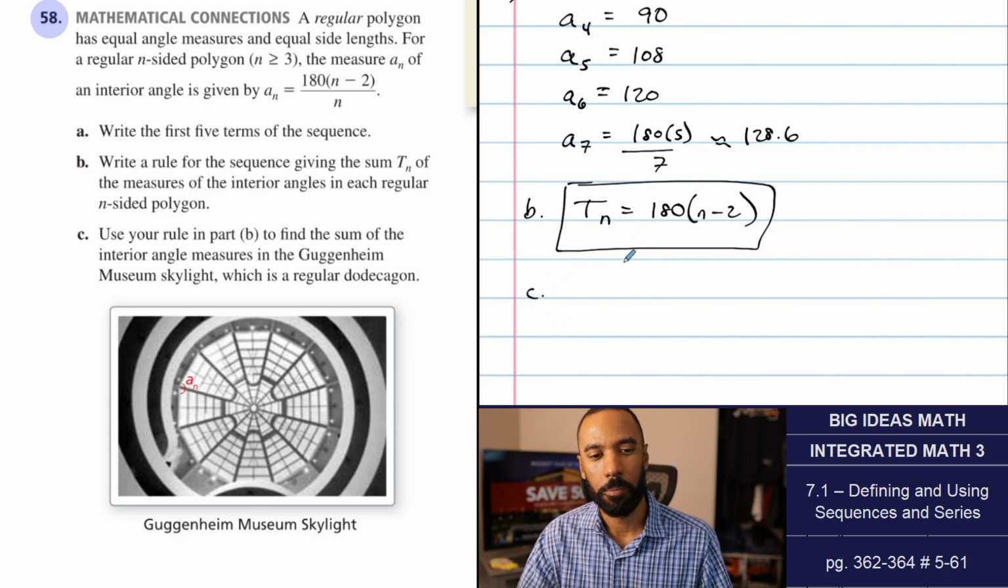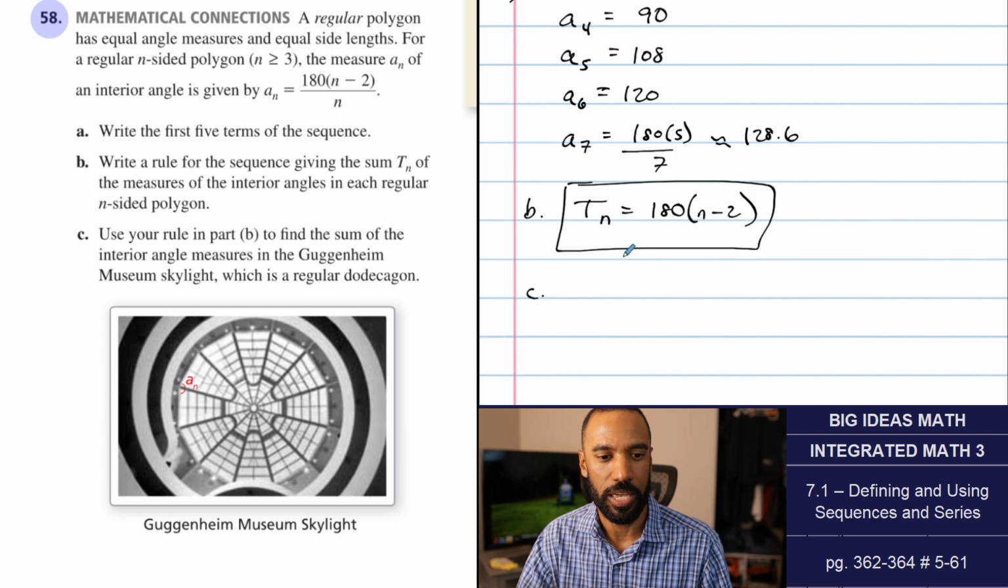Part C. Use your rule in Part B to find the sum of the interior angle measures in the Guggenheim Museum.